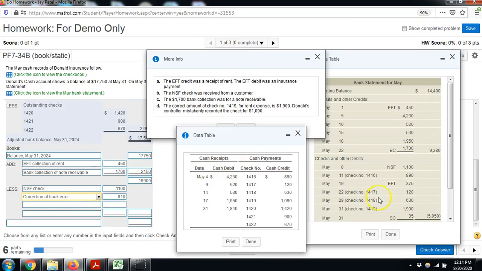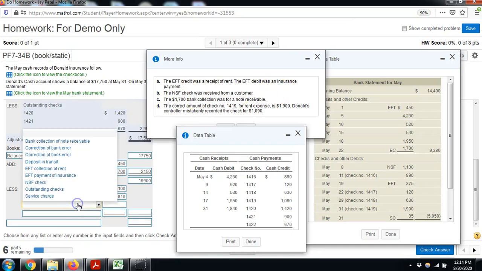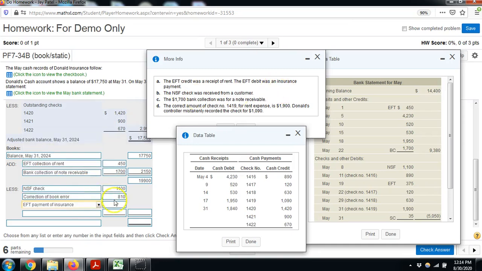And let's see, what else do we have? Okay, so then we have also this EFT of 375. So what was that for? The EFT debit, which we're looking at here, was for an insurance payment. So we have an EFT payment for insurance, 375.